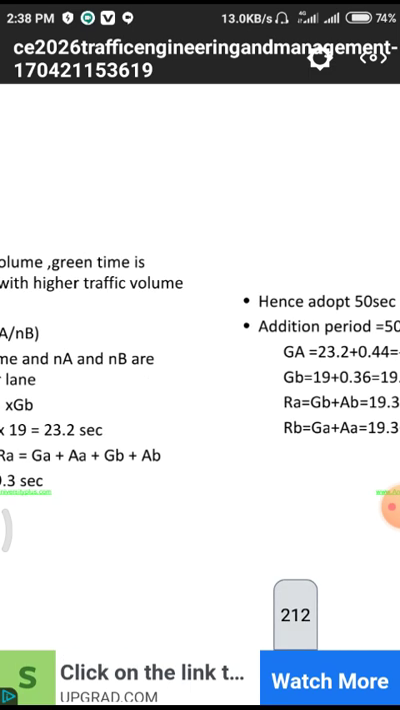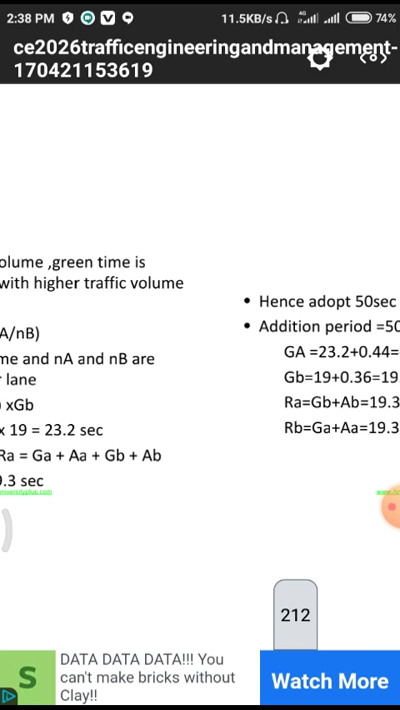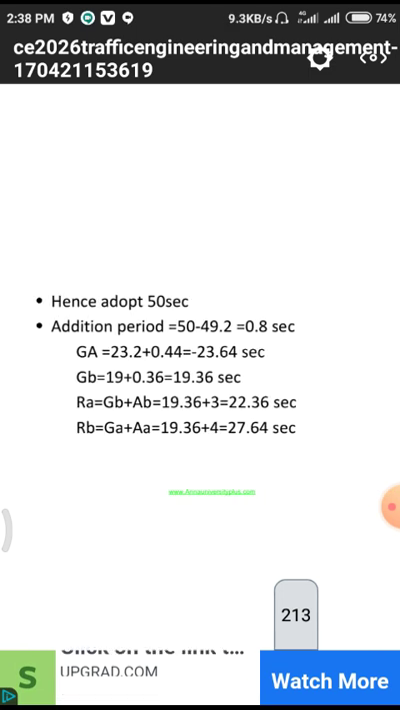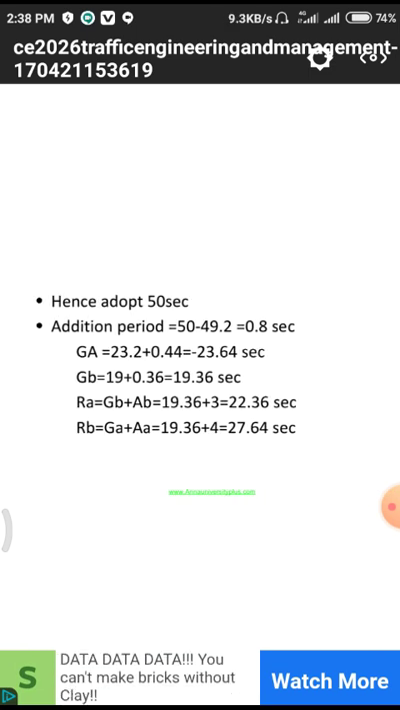Hence we have this value of 49.3 seconds. The 0.7 seconds we neglect, so we are adopting 50 seconds. So 50 seconds we are adopting. The additional period equals 50 minus 49.2, so we get an additional time of 0.8 seconds normally.